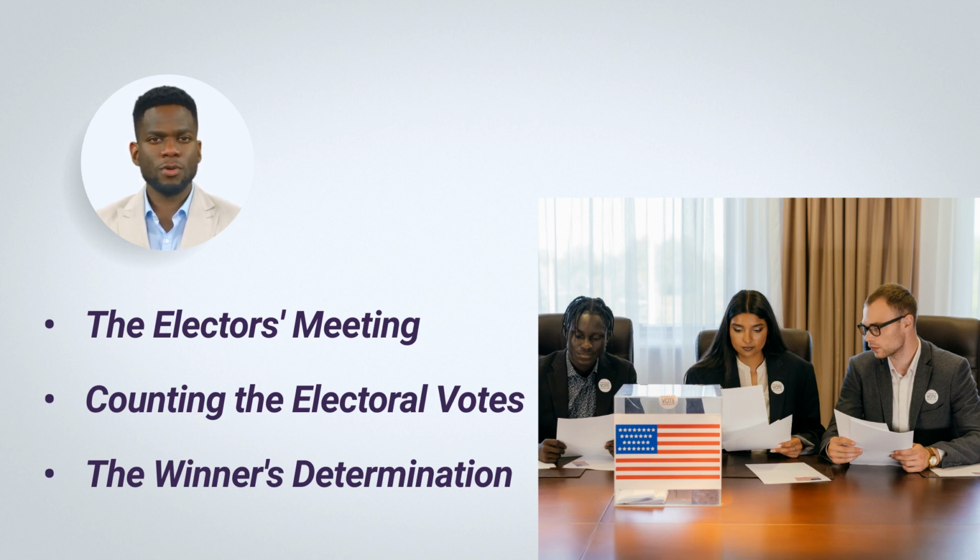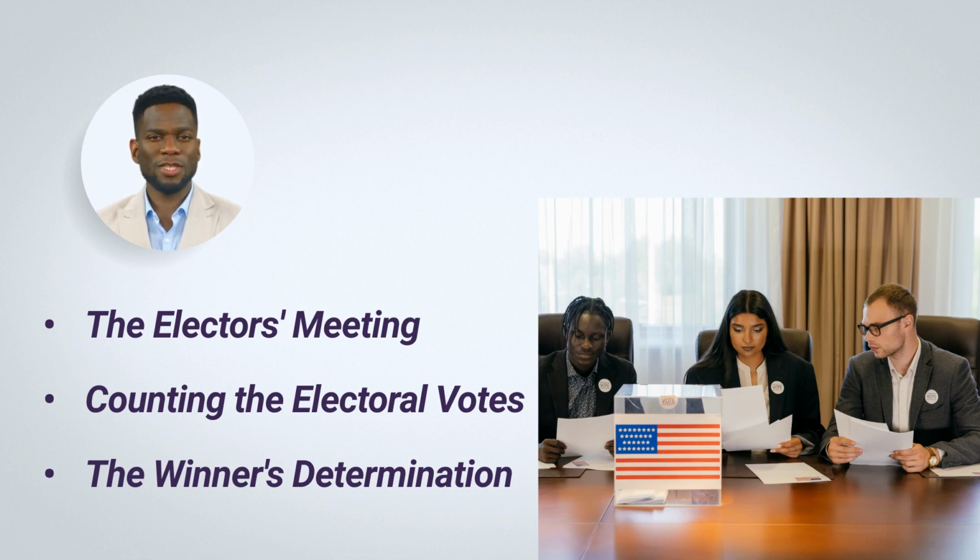Counting the electoral votes. On January 6, the U.S. Congress meets in a joint session to count and certify the electoral votes. The Vice President, in their capacity as the President of the Senate, presides over this session. The President of the Senate opens the sealed envelopes containing the electoral votes from each state, and the votes are counted aloud.